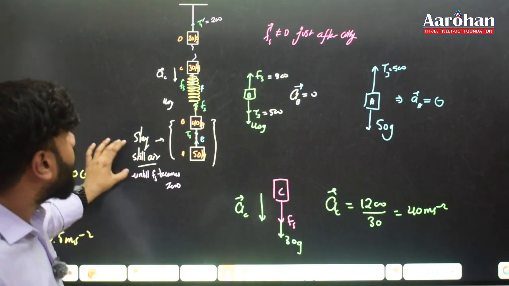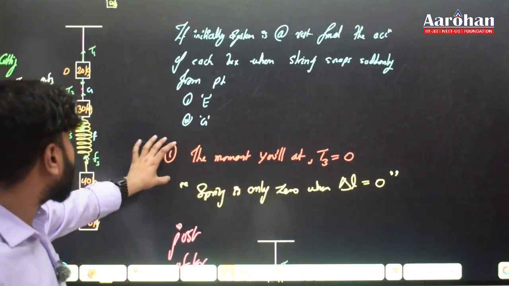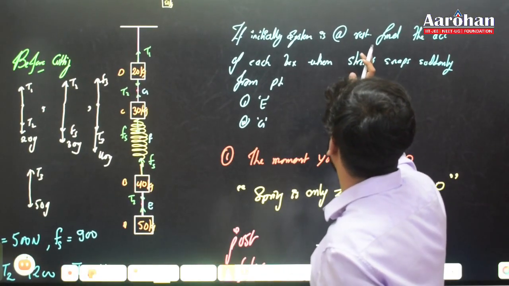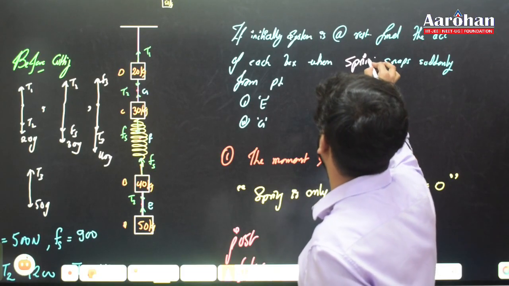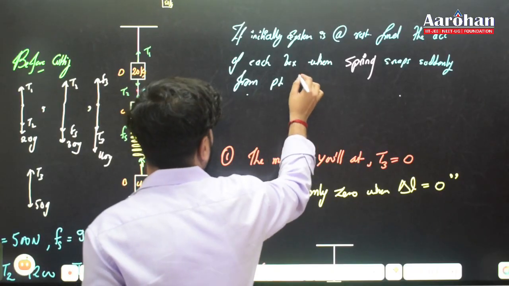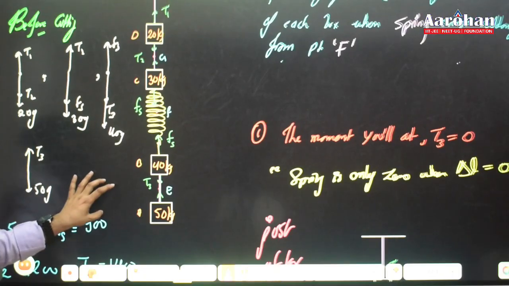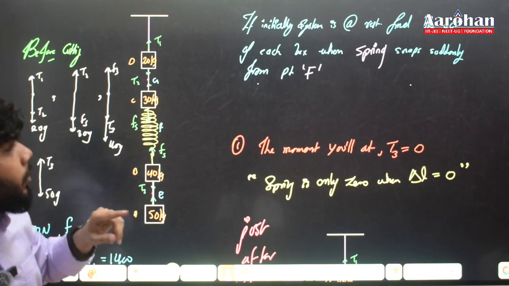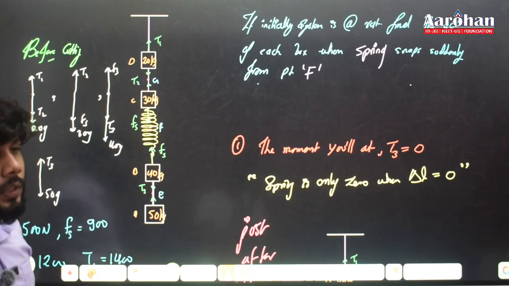So these are the questions we had to discuss today. And I will give you a question as homework also. In the same question, you have to find, if not the string, if the spring snaps from point F, the acceleration of each and every body. For this also we will upload the video, but for this I am not going to talk about the theory part. I'll let you do it, and in the next video we'll discuss the theory part also.